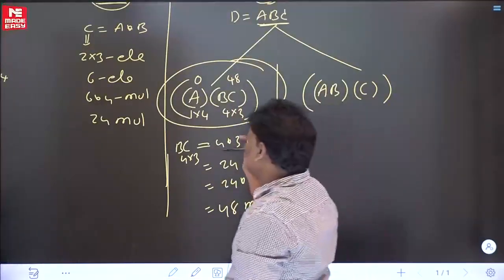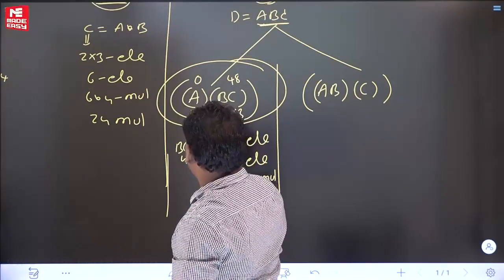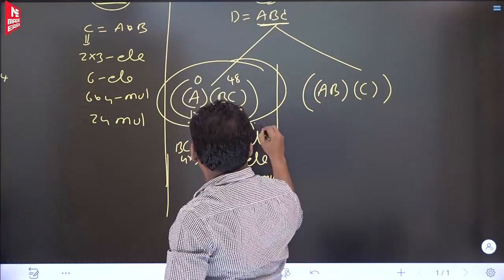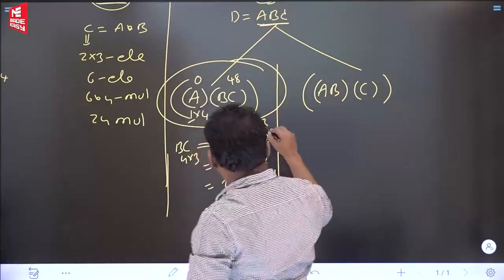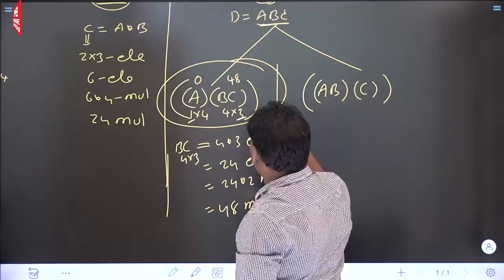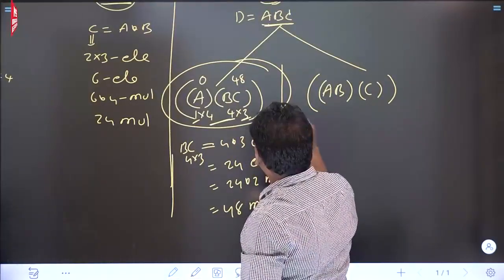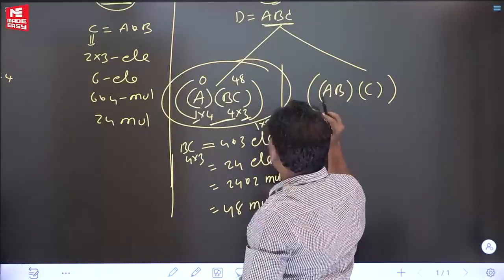Now, A size is 1 by 4. BC size is 4 by 3. Can you say the resultant matrix size? What is the answer? 1 by 3. The resultant matrix size is 1 by 3. So 1 by 3 elements, and every element requires 4 multiplications. 3 into 4, 12.